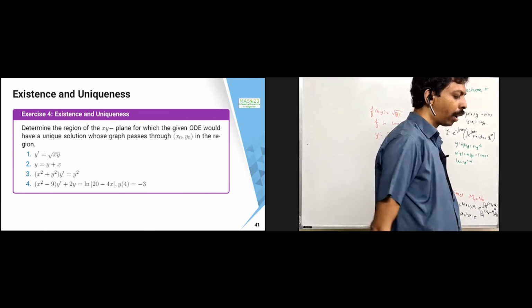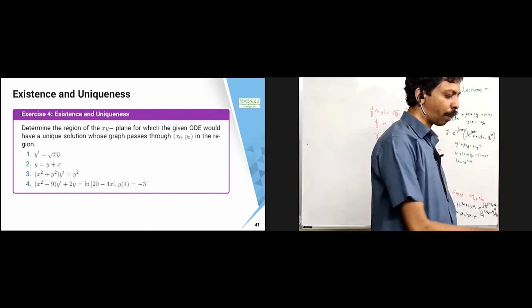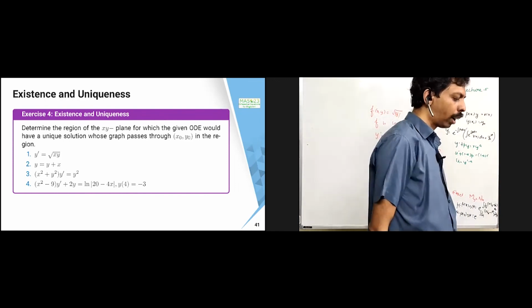And here again one more problem. Determine the region of the xy plane for which the given ODE would have a unique solution whose path passes through (x0, y0) in the region.